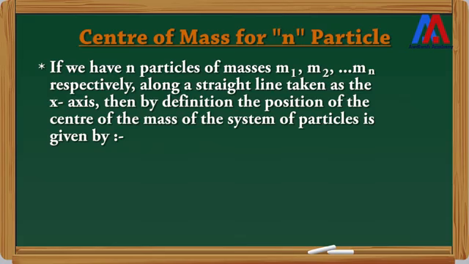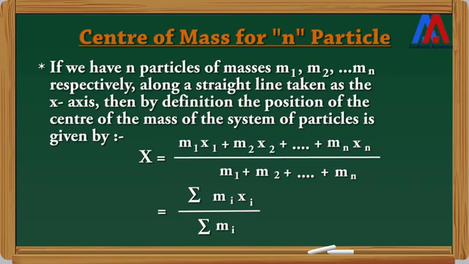Now that was the case when there were only two particles. If there are multiple particles, n number of particles, then also we can find out the center of mass. So in that situation, if we have n particles whose masses are m1, m2 and like that mn respectively along a straight line on x-axis, then by definition the position of the center of mass of the system of the particle can be given by x is equal to m1 x1 plus m2 x2 plus like that it will go up to mn xn divided by m1 plus m2 plus m3 plus mn.